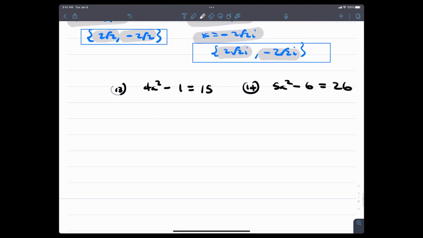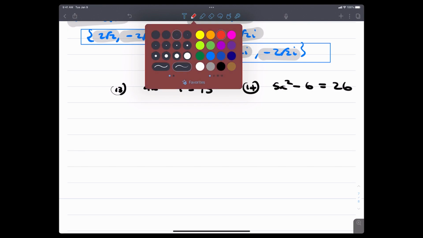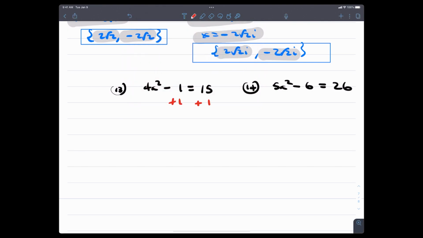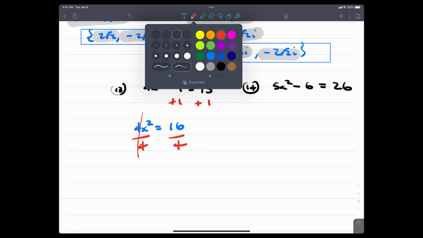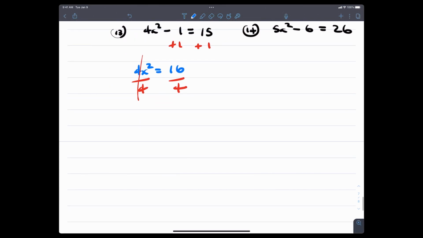Now, how do we solve this one here, ladies and gentlemen? You add 1, is that right? And then you get what? 4x squared. 15 plus 1 is 16. Now you get to do what? Divide both sides by 4, so you get cancellation. And then you end up with, what's 16 divided by 4? Isn't that 4? So x squared equals 4.